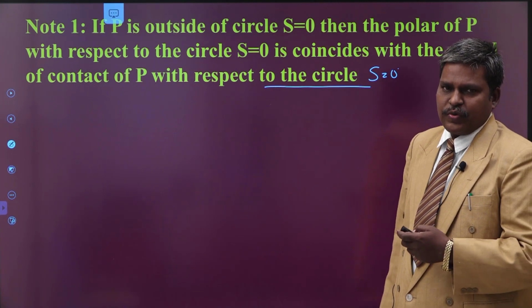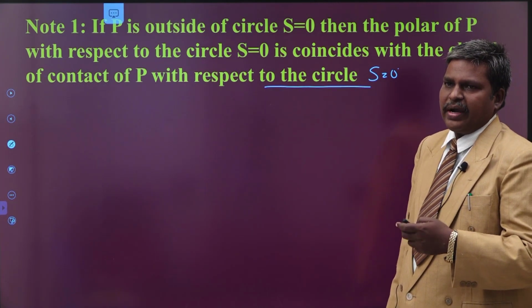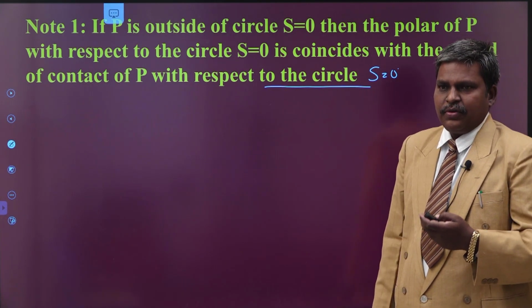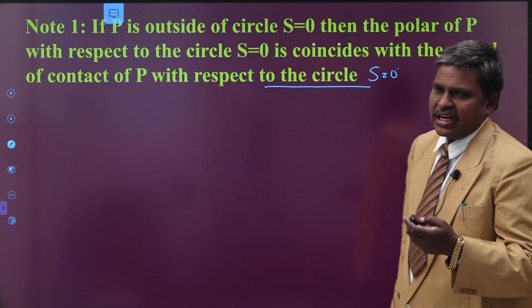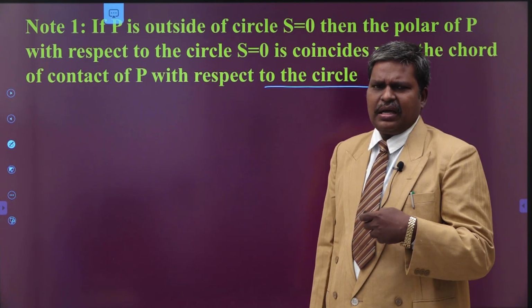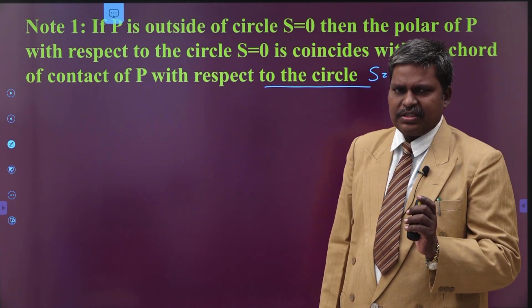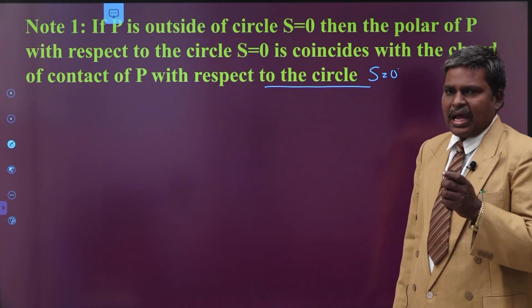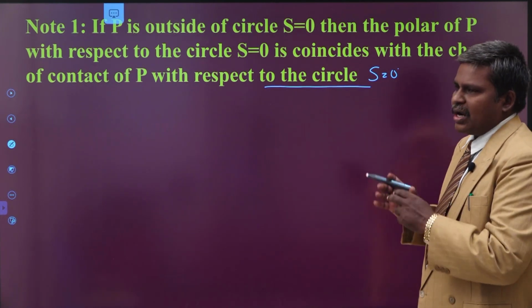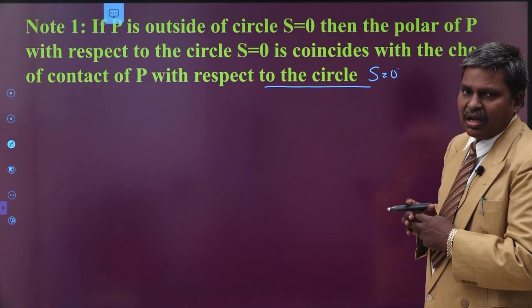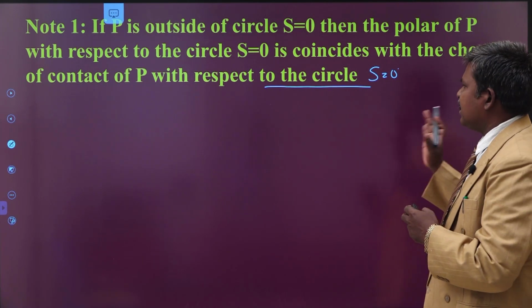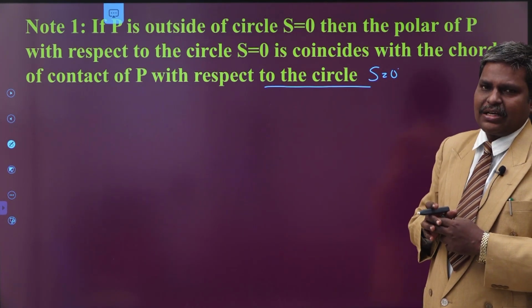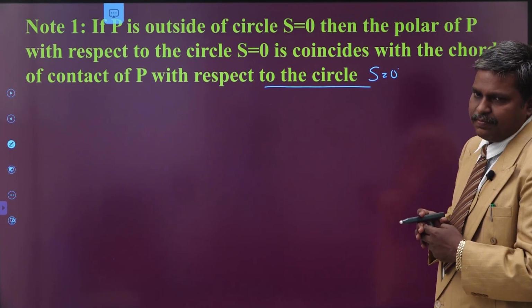This is note 1. Suppose your point is outside. To define the polar of some point that may be inside or outside or on the circle, whatever it may be: suppose my point is outside of the circle, I am saying that the polar of P always coincides with the chord of contact of P with respect to the circle.